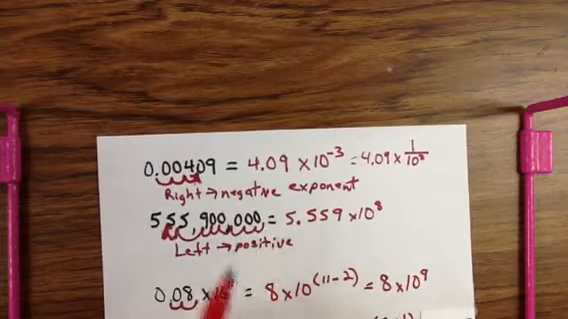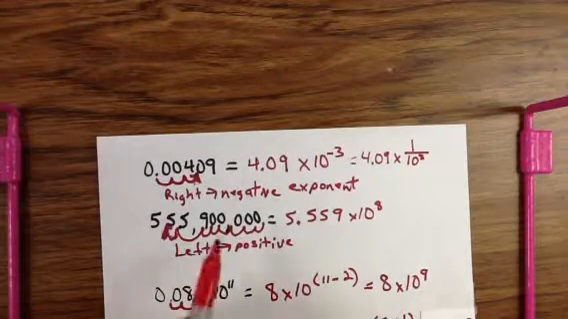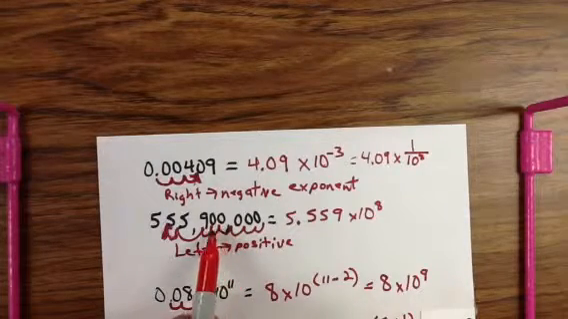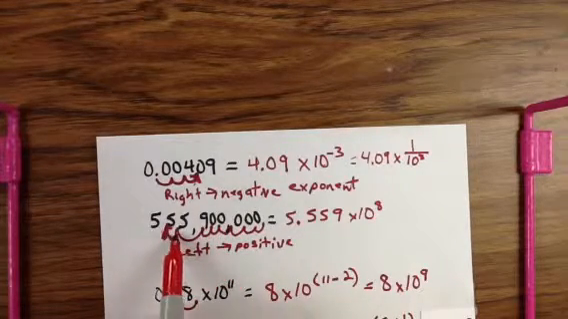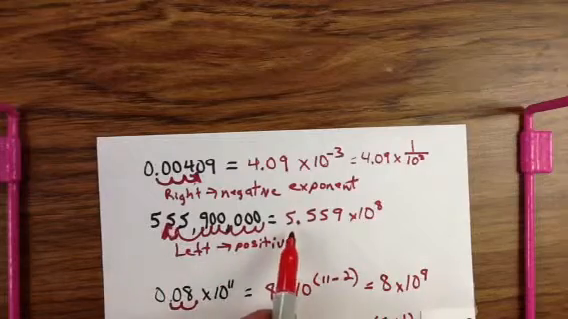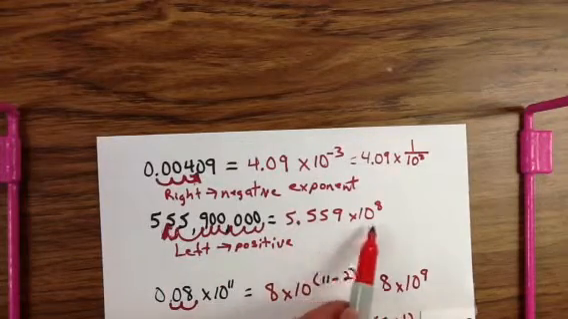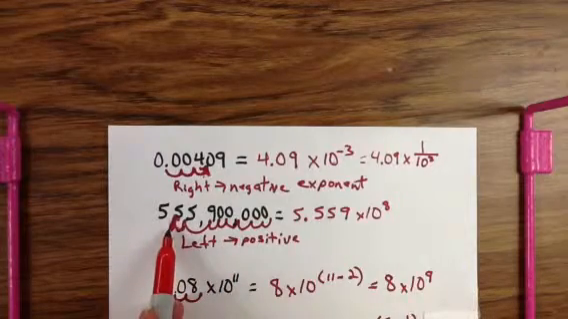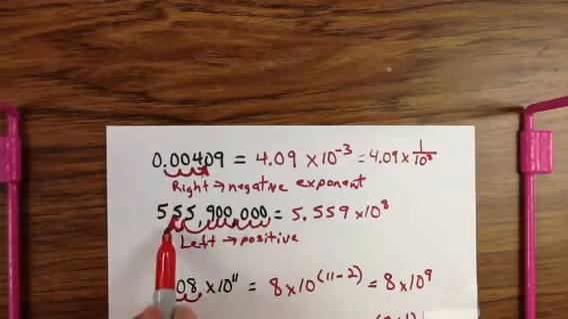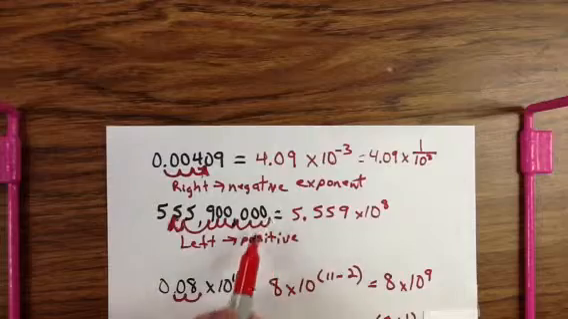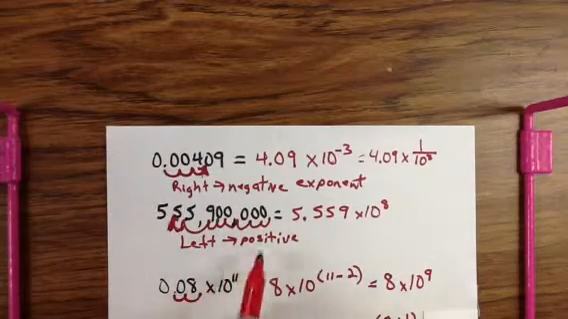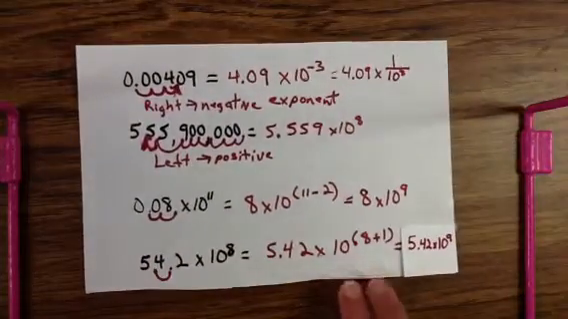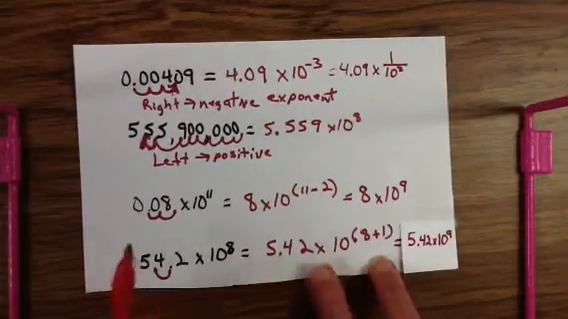I have 555,900,000. If I need to change that very large number to scientific notation, 1, 2, 3, 4, 5, 6, 7, 8 decimal moves, that's 5.559 times 10 to the 8th. That is moving in the left direction from the original decimal. That would be to the left, and that ends up being a positive exponent. Okay, let's look at another example.